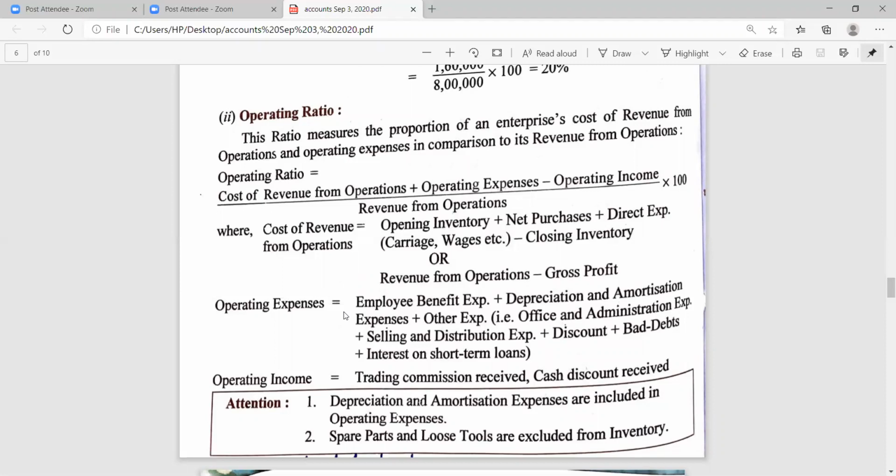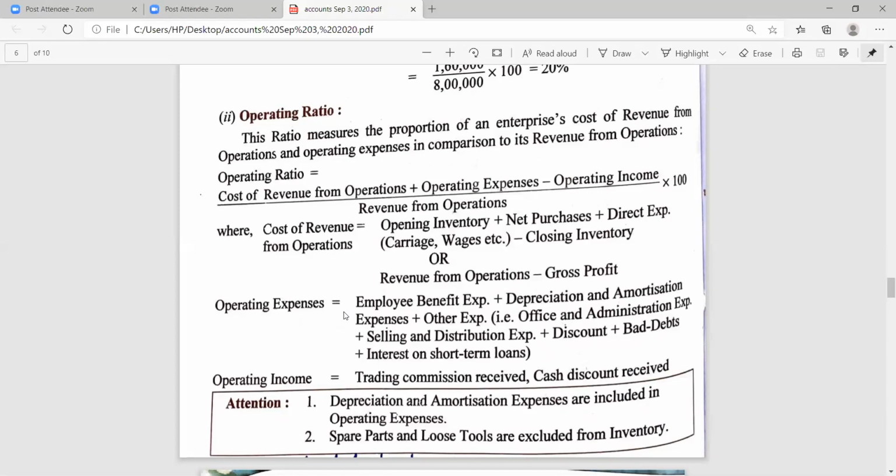Please mind the formula, learn it very carefully. By learning the formula, you will be able to find out what items are required by you. So first of all, what you require is the cost of revenue from operation: opening inventory plus net purchases plus direct expense, that is carriage and wages, minus closing inventory. We did it in the previous question set. Another formula of calculating cost of revenue from operation is revenue from operations minus G.